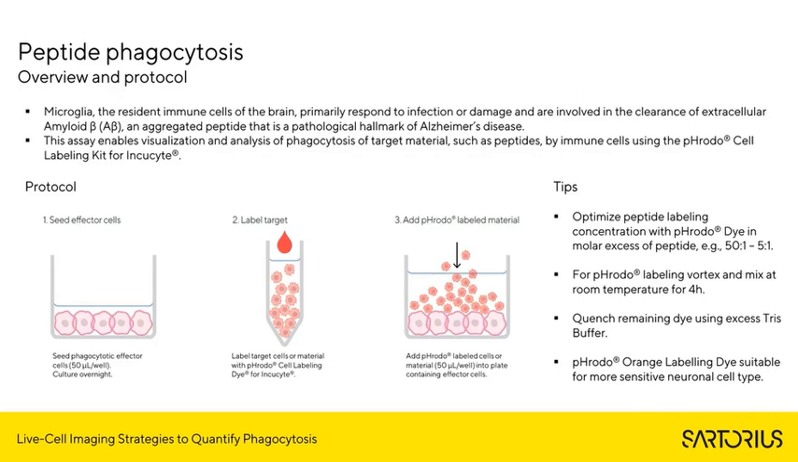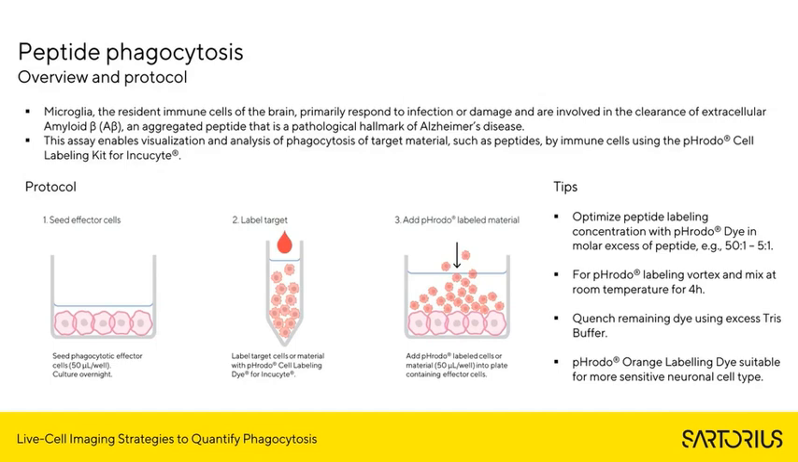Prior to initiating the assay, it's recommended that your experimental design includes replicates of each condition, for example, labeled peptides alone, as well as target and effector co-cultures at each density. So shown here is the protocol for this. Firstly, on day 0, we see the effector cells in a 96-well plate, and these are cultured overnight. The following day, we can then label the target material with the Frodo cell labeling dye. And following the labeling process, we can then add this Frodo labeled material directly to the plate containing the effector cells.